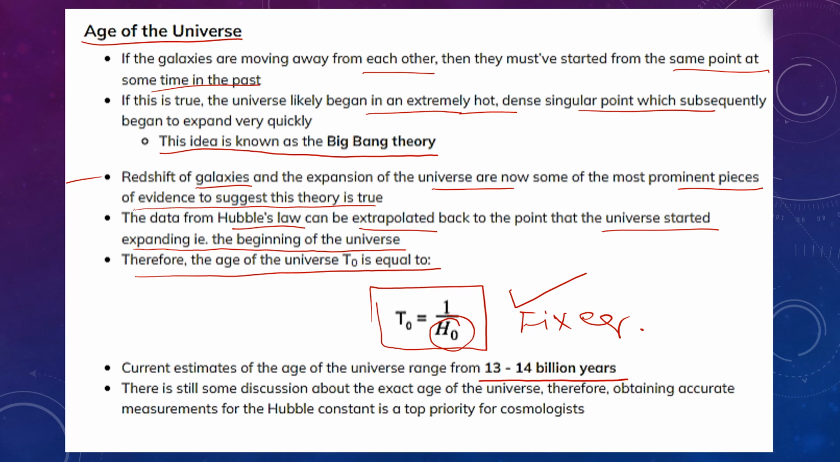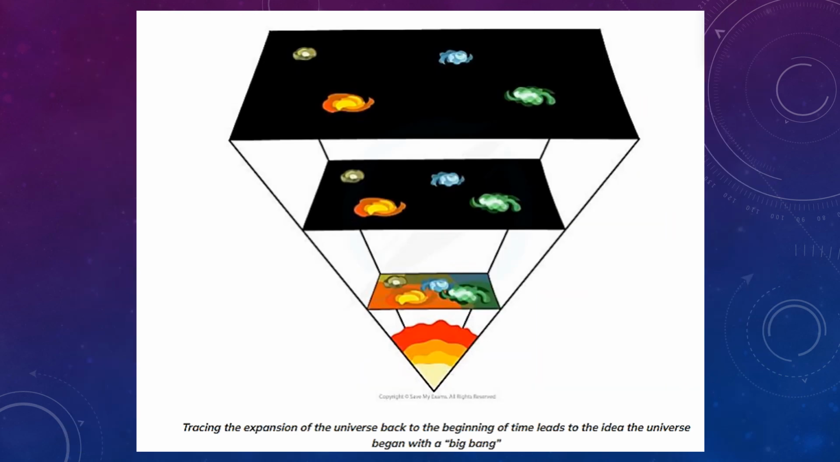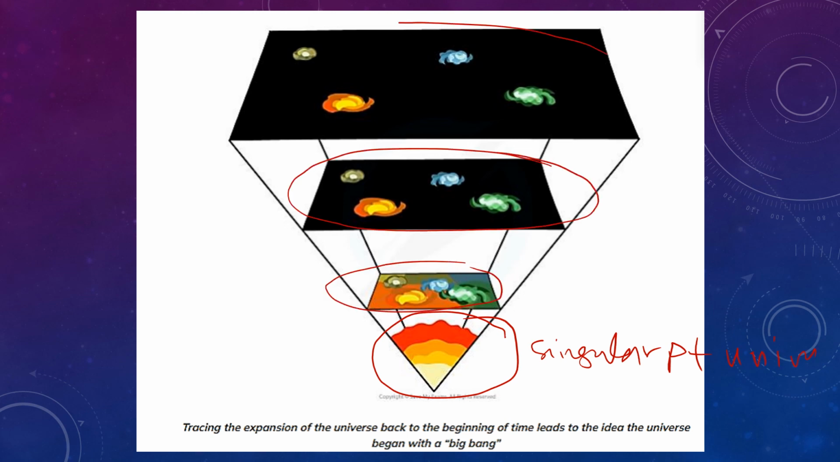So there is still some discussion about the exact age of the universe. Therefore, obtaining an accurate measurement for Hubble's constant is the top priority for cosmologists. Like, they are still working on whether this Hubble's constant is accurate or not, because he predicted it a few hundred years ago. Okay, so this is actually the Big Bang theory. First, the universe was a singular point. Then it exploded, and then all the galaxies are moving away from each other.